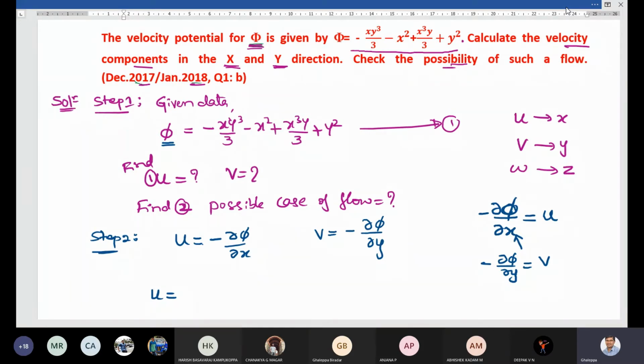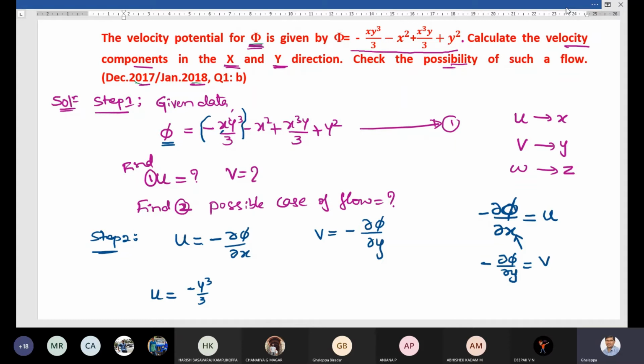So what is the differentiation of this first term with respect to x? Here y cube by 3, with x as a constant. So minus y cube by 3 I will take as a constant. So what is the differentiation of x? The differentiation of x is 1. So I will not write anything.